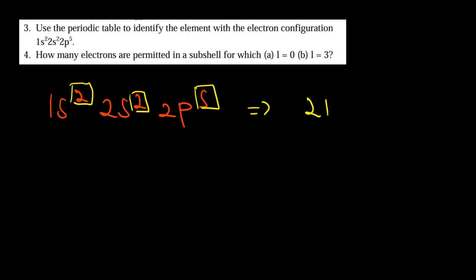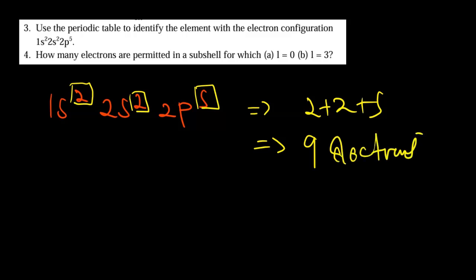Question 3, they say use the periodic table to identify the element with the electron configuration 1s2, 2s2, 2p5. So how can we identify this element? First of all, we just have to count the total number of electrons. We have 2 electrons here, 2 electrons there, and 5 electrons there. So the total electrons will be 2 plus 2 plus 5, which gives you 9 electrons.